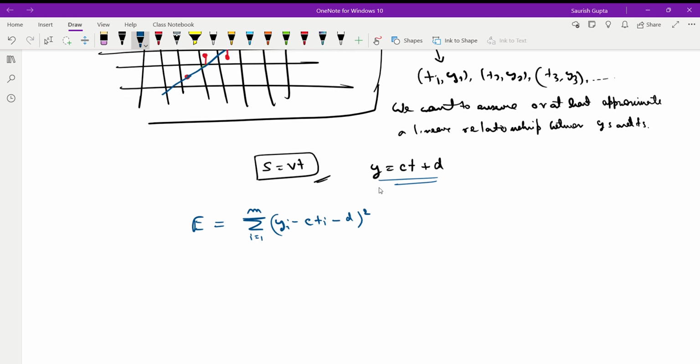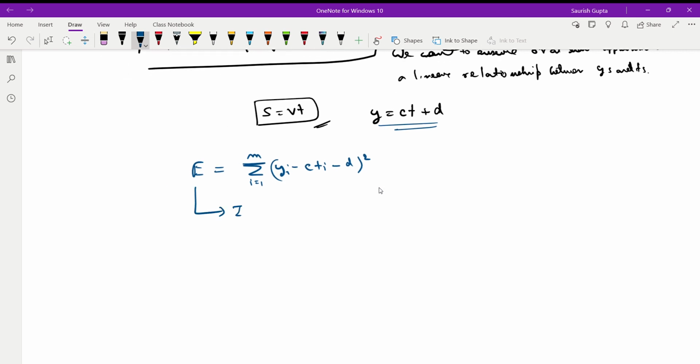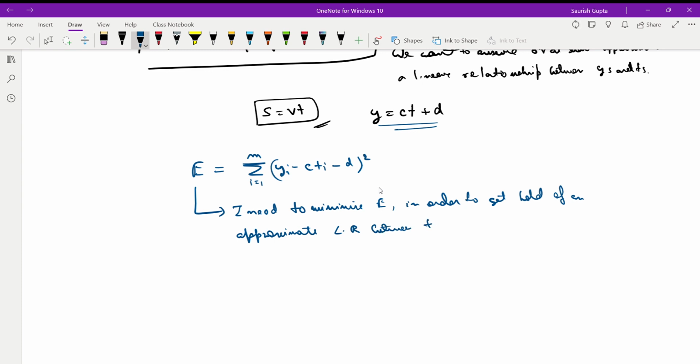Now whatever I just said was that I need to minimize this distance. So in a way I need to minimize E, in order to get hold of an approximate linear relationship between the t's and y, or arbitrarily between t and y. Okay, between the time and the physical quantity.